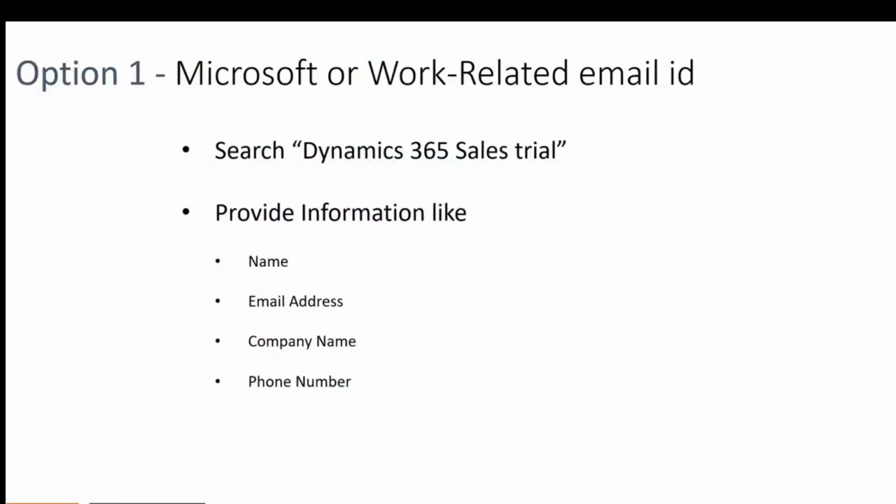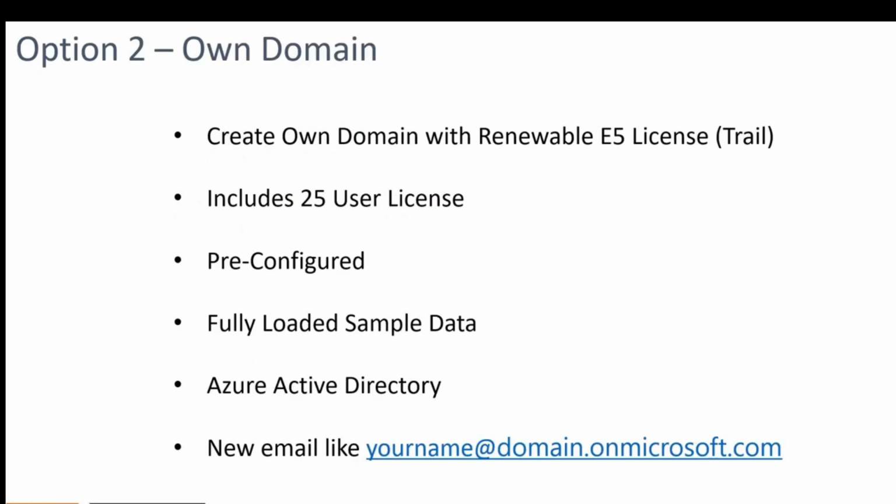So now with option 2, which is creating your own domain, it's a renewable E5 license. What it means is it gives us a 90 days trial license, but it renews every 90 days, until a year. I like this one since it is completely fully loaded. So for example, you can use a 25 user license on this one. Say for example, Stalin at ltblogs dot onmicrosoft.com.